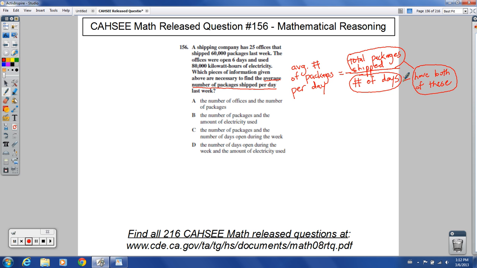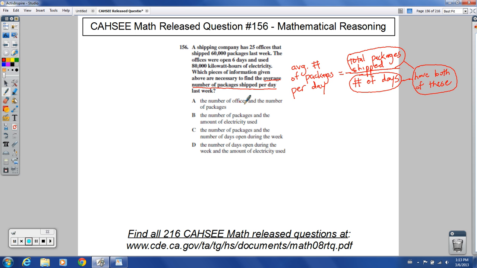Notice we're not actually doing the calculations here. A lot of the mathematical reasoning questions will be like that. You just have to think it through rather than do the arithmetic or do the calculations. You have to decide what you would have to do, or what you would have to have. So, choice A: the number of offices and the number of packages.